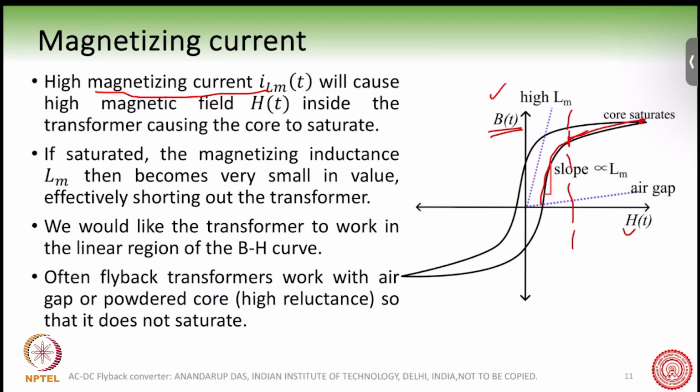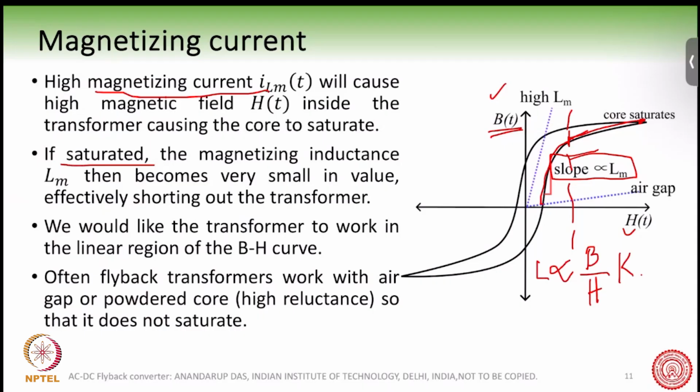And what happens now, you have to understand that when the transformer gets saturated, the inductance becomes smaller in value. Why does it happen? Because you can see basically the slope of this curve is proportional to Lm. The slope of the curve is proportional to Lm, because you can derive this. I'm not going to derive it here. So L can be written as a proportionality factor of B by H with some constant here.